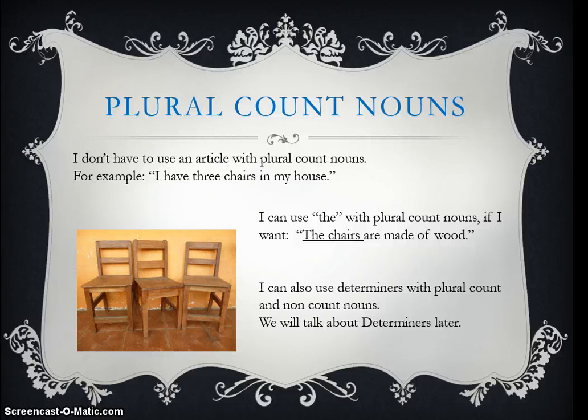Now, what about plural count nouns? With plural count nouns, I don't have to use an article. For example, I could say, I have 3 chairs in my house. In the picture below, we see 3 chairs. I can use the article the if I want to, and I could say, the chairs are made of wood. I can also use determiners with plural count nouns and non-count nouns, but we will talk about determiners a little bit later.